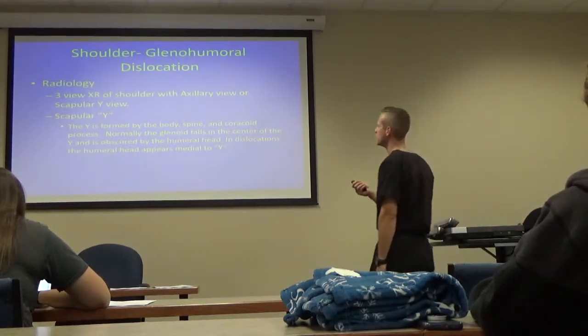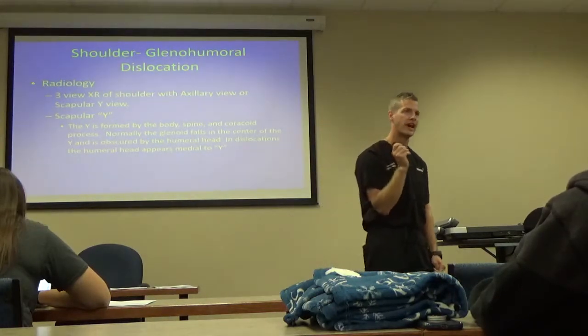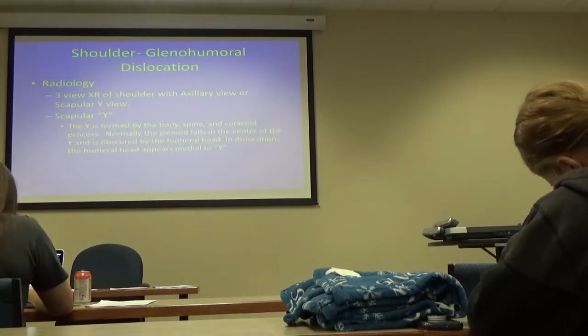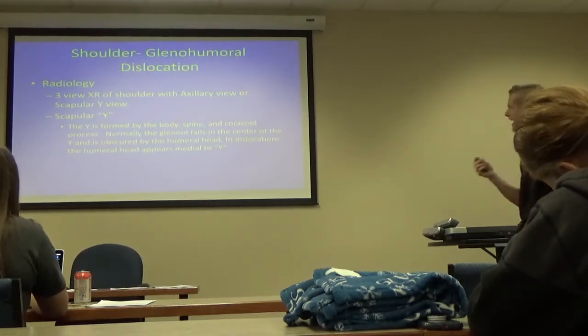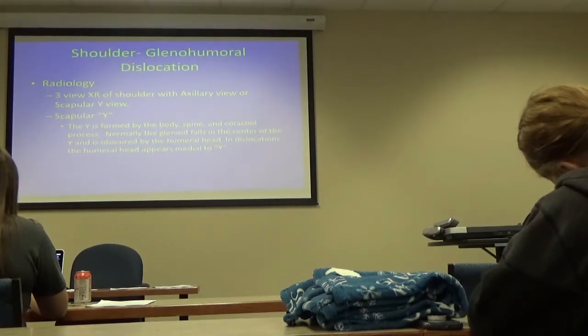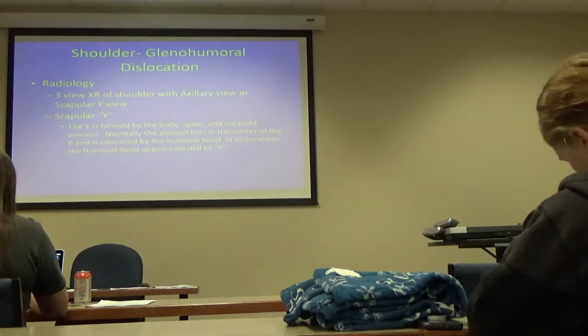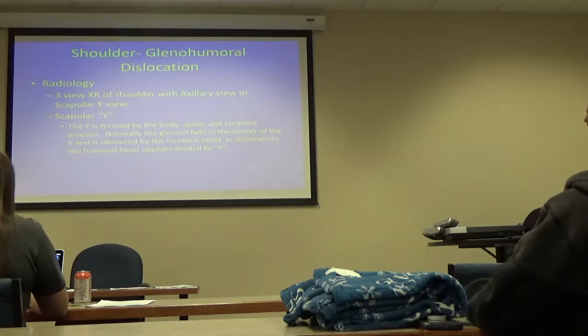So radiology: a 3-view x-ray of the shoulder, with an axillary view or scapular Y view. The scap Y is your radiology view that's specific for shoulder dislocation. If you can't quite see it on your AP, or it's positioned wrong, or you have a high suspicion for dislocation and you're not quite seeing it, get a scap Y view. That may be another test question too, I would assume. You don't use that scap Y view for much of anything else other than shoulder dislocations.